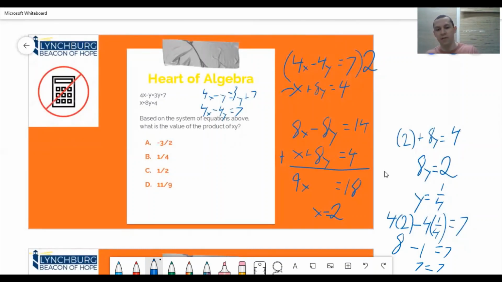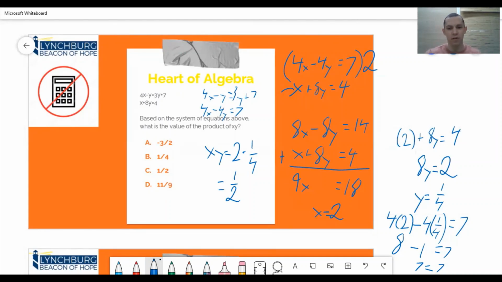All right, so now that we have that, however, we're not trying to look for the solution set. Like I said, the SAT sometimes gives you that extra step to do. In this case, now that we have x and y, it wants us to find the product of them multiplied together. So all we're going to do is xy equals 2 times 1/4, since y equals 1/4, which just equals 1/2. So that should mean, in theory, that C is our correct answer.